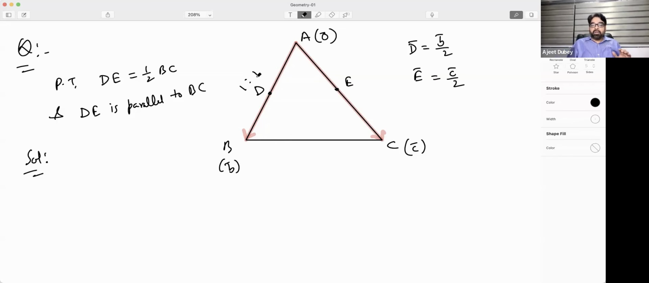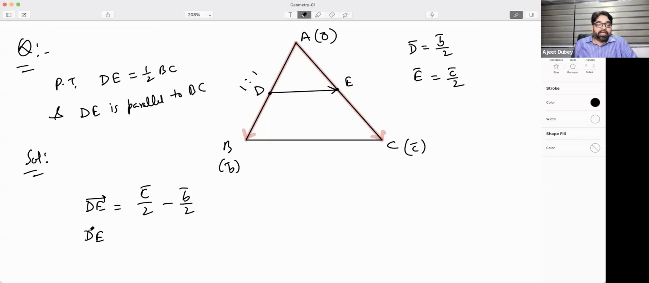Okay, now what do we want? We are looking for DE and BC. DE, I will talk about the DE vector. What is the DE vector? The DE vector is 100% a non-position vector because it does not start from the origin. So it is the position vector of E minus the position vector of D. Position vector of E is C by 2, minus position vector of D, B by 2. Clear to everybody?